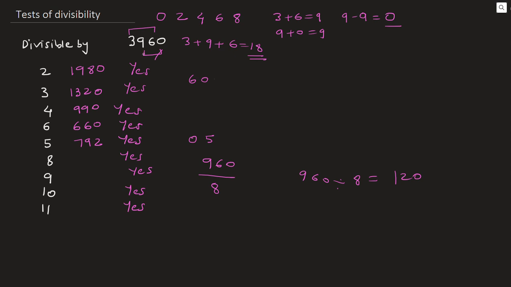And when I divide 3960 by 8, the answer is 495. I divide it by 9, the answer is 440. I divide it by 10, the answer is 396. And I divide it by 11, the answer is 360. You can check it at your end.